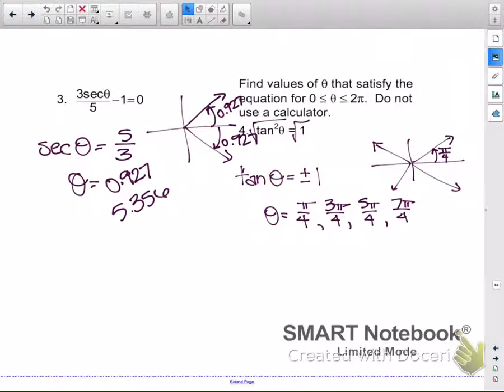So it's the positive 1, negative 1 in every quadrant going around your circle. All right. Because of the plus or minus from your square root.